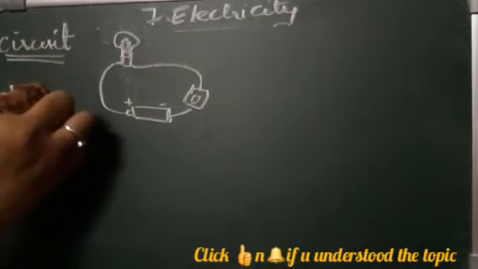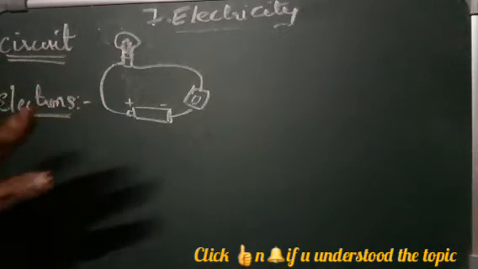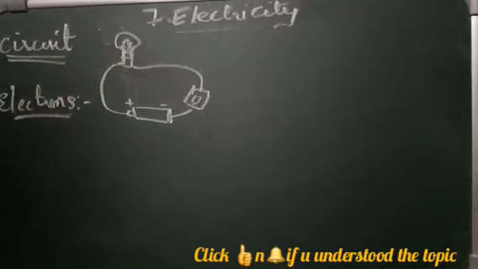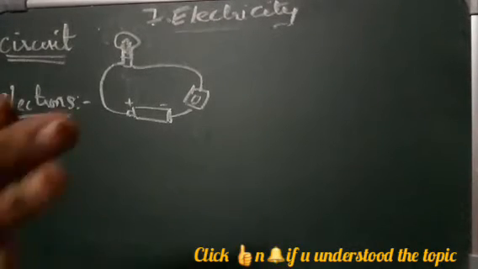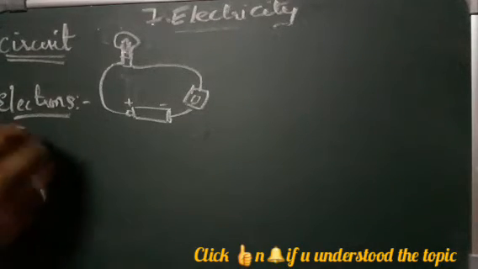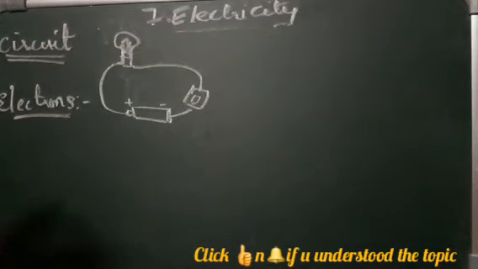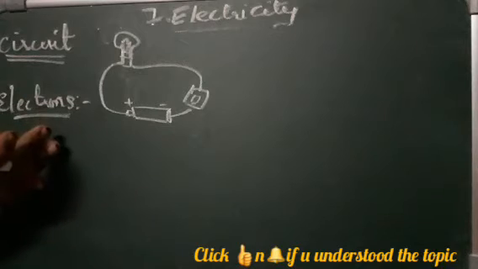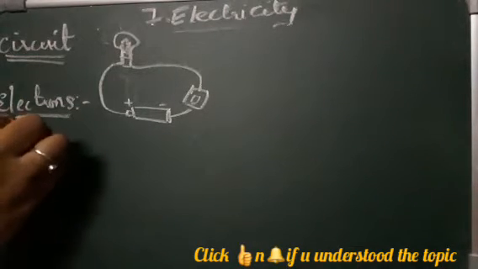Now, what are electrons? We have not learned electrons, right? So let us learn first. To understand the whole circuit, you need to first understand what electrons are. In the whole world, whatever exists is made of something. Whatever thing occupies space is called matter.